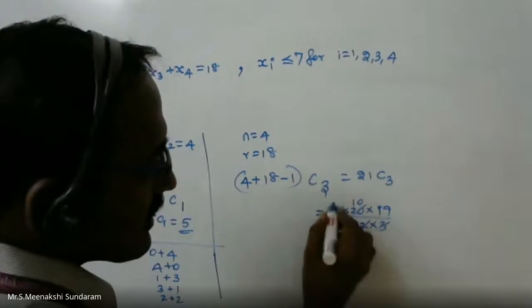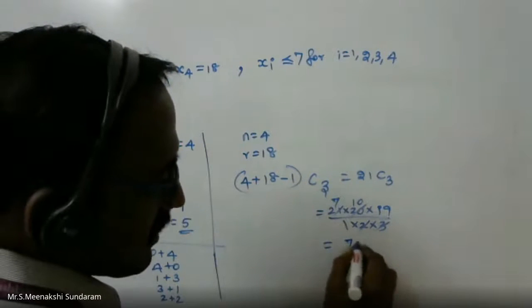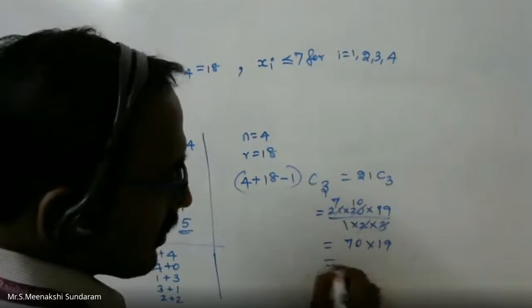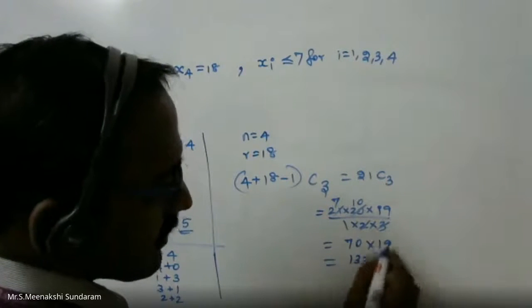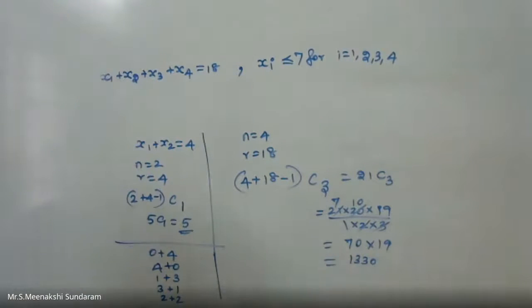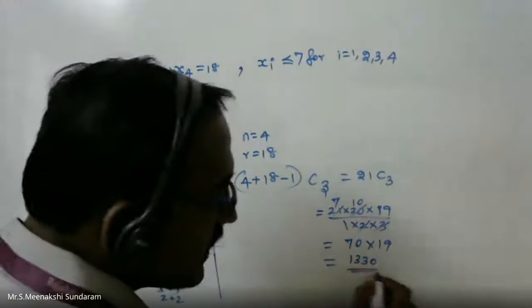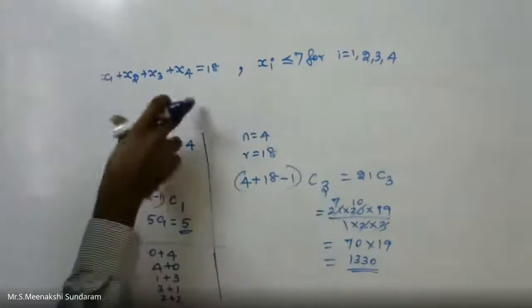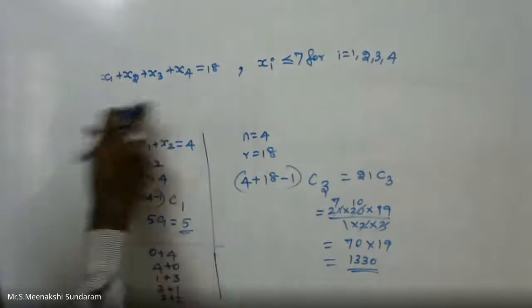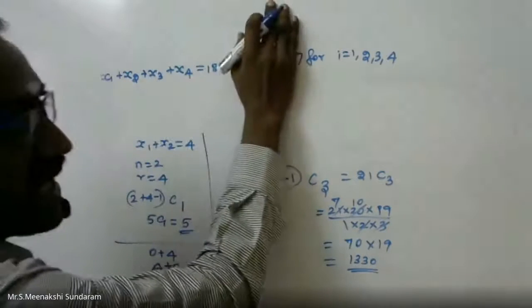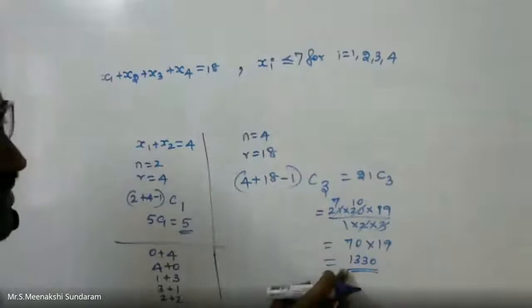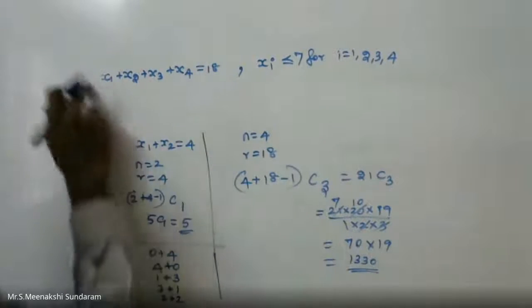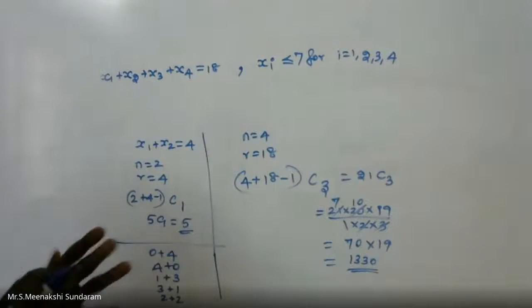10, 7. So that is nothing but 70 into 19. So 70, 63, 133. So 1330 possible ways. If you write it out like this, you will get 1330 ways without the condition. Without the condition xi less than or equal to 7, there are 1330 solutions possible for these cases. That is for your 2 mark.